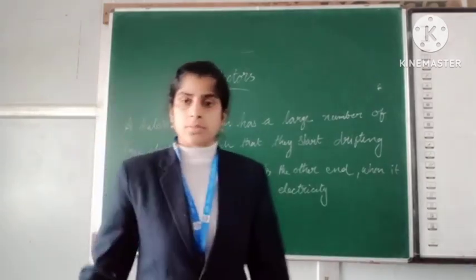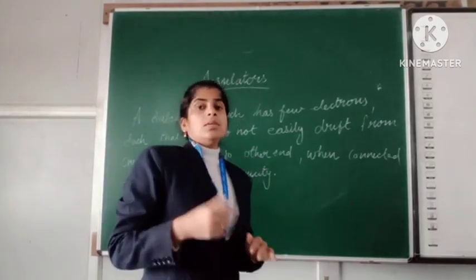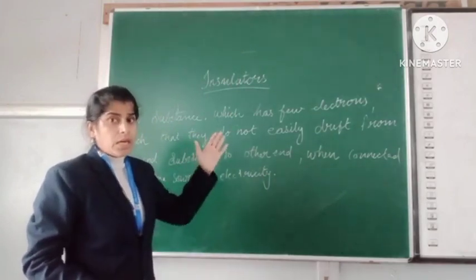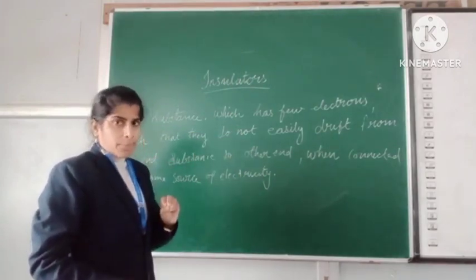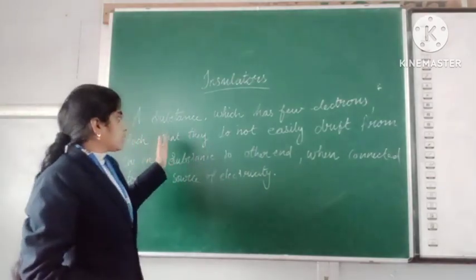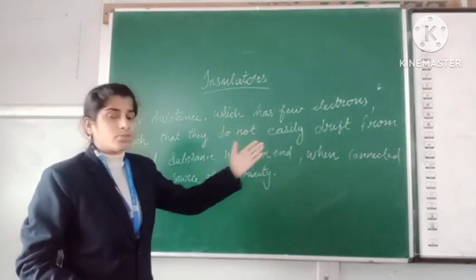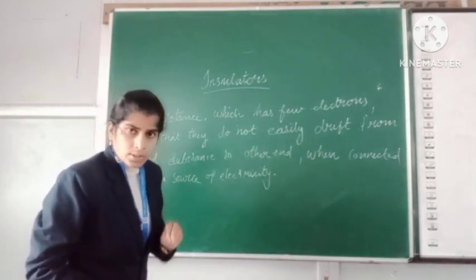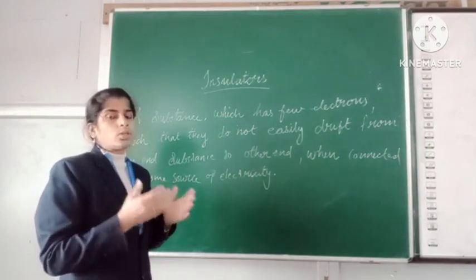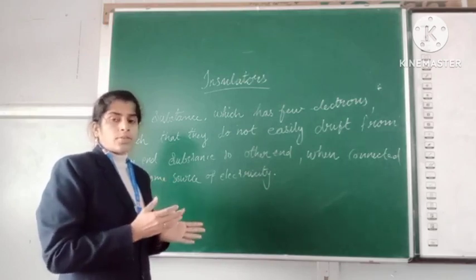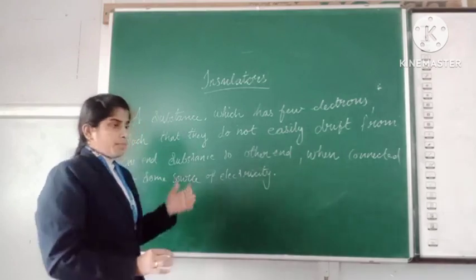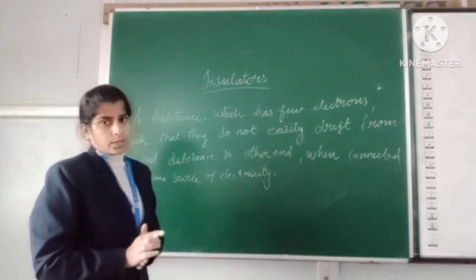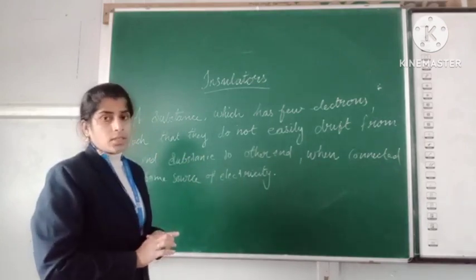The next one is insulators. An insulator is a substance which has very few free electrons, and they do not easily drift from one end of the substance to the other end when it is connected to some source of electricity. This we call an insulator.